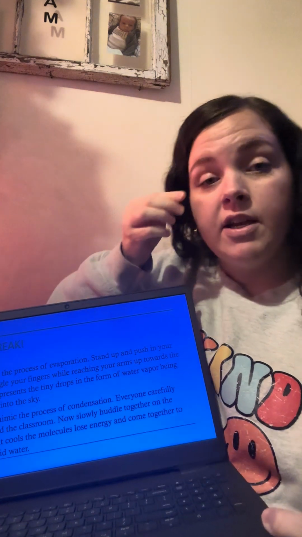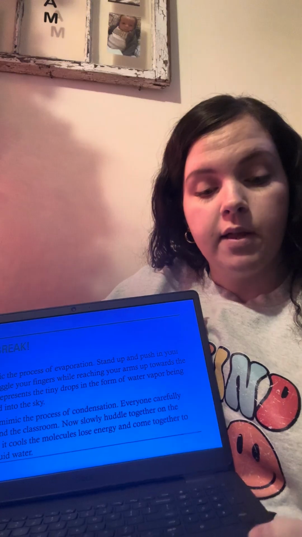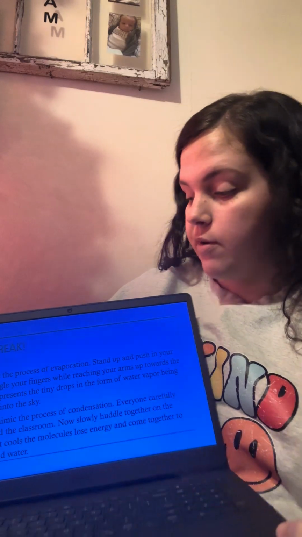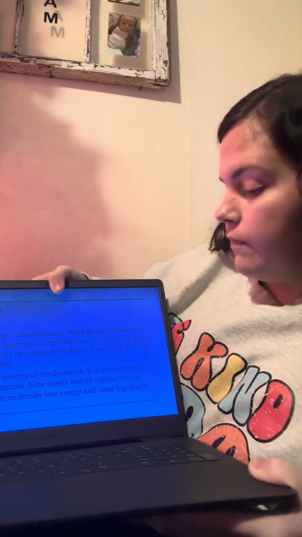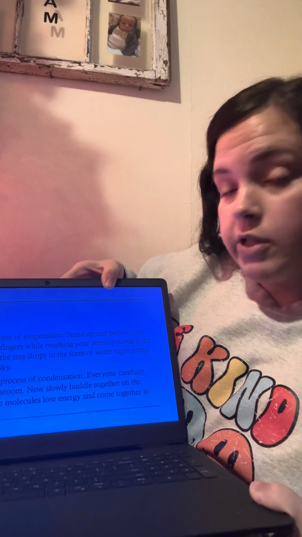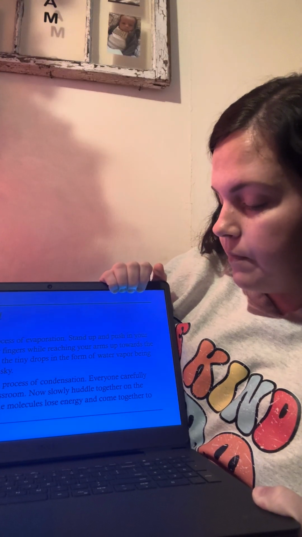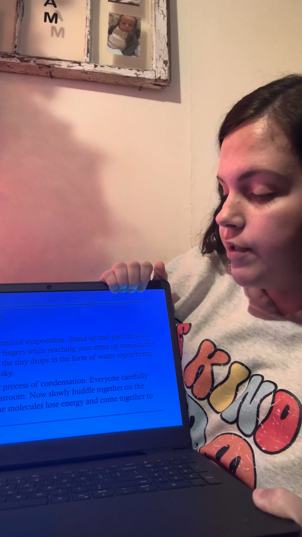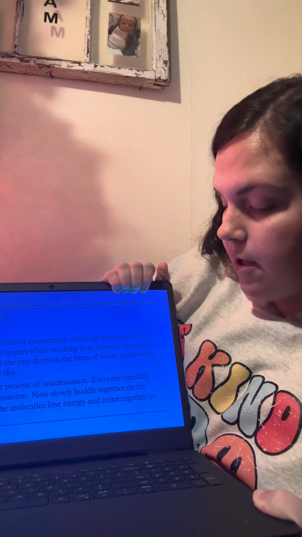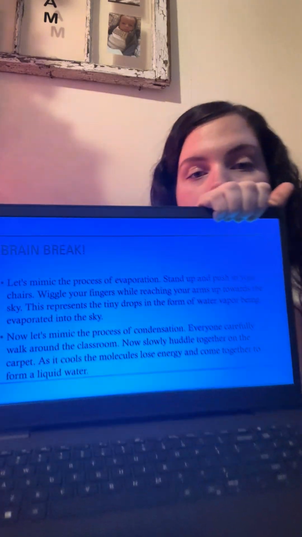All right, next, you may walk around the classroom. We're going to mimic the process of condensation. Okay, now slowly huddle together on the rug. Okay, as it cools, the molecules lose energy and come close together to form a liquid. All right, you may go back to your seats.